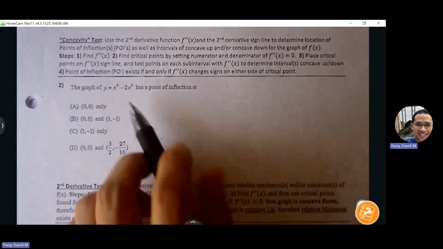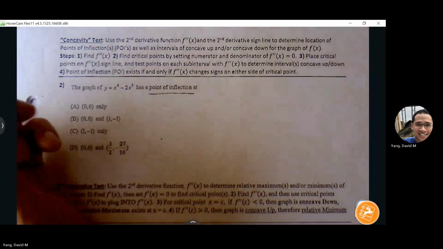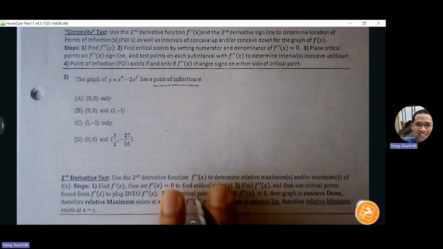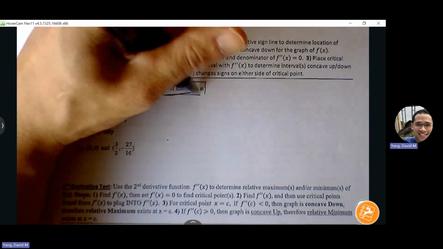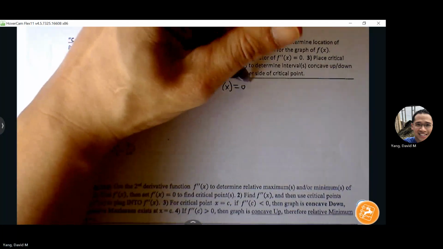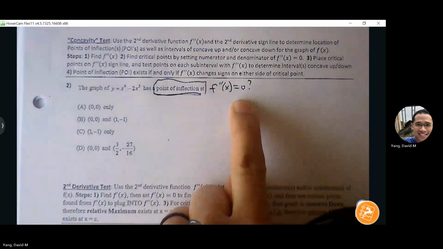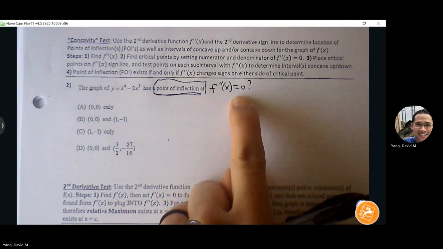So number 2 says the graph of our function has a point of inflection. Let's think about this. Where do we find points of inflection? From which derivative? The second derivative. So is a point of inflection simply where f double prime of x equals 0, or is there more to it?